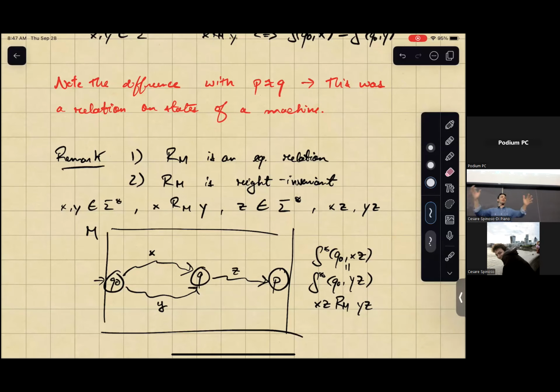Let's see. I usually only look here. Let me look at the sides. The sides look okay. All right.